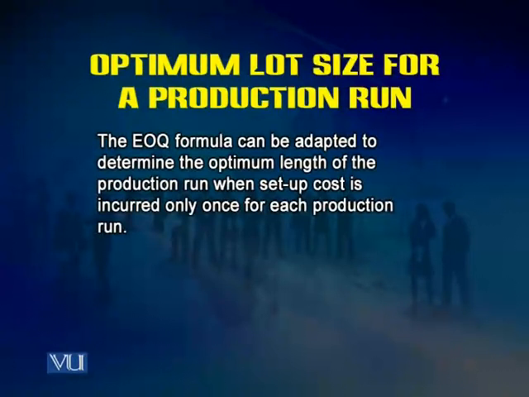The EOQ formula can be adapted to determine the optimum length of the production run when setup cost is incurred only once for each production run. Setting up the process, setting up the machines, setting up a production, this is cost. Usually it is required only once for each production run.